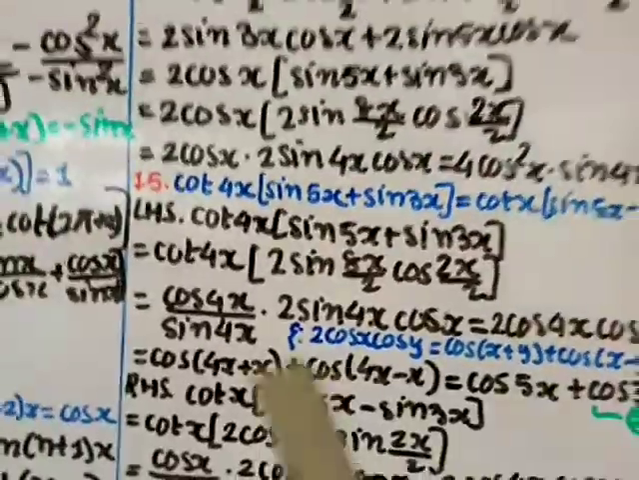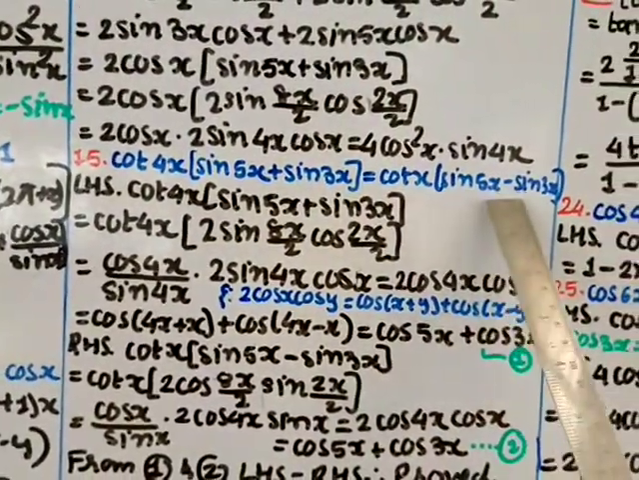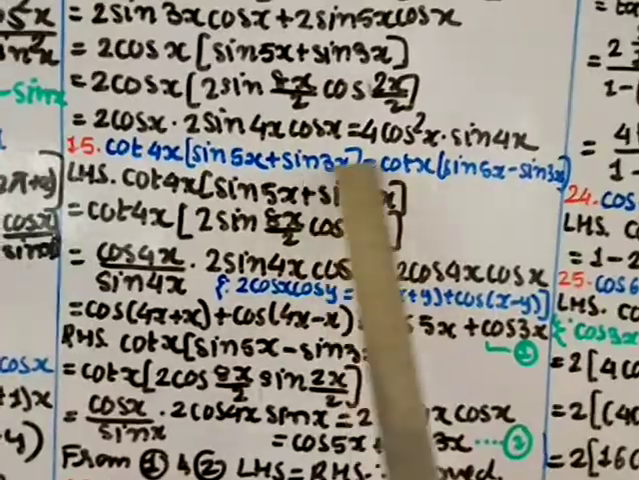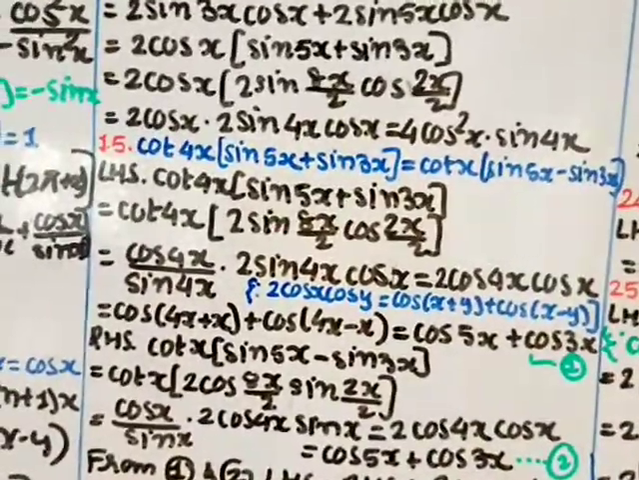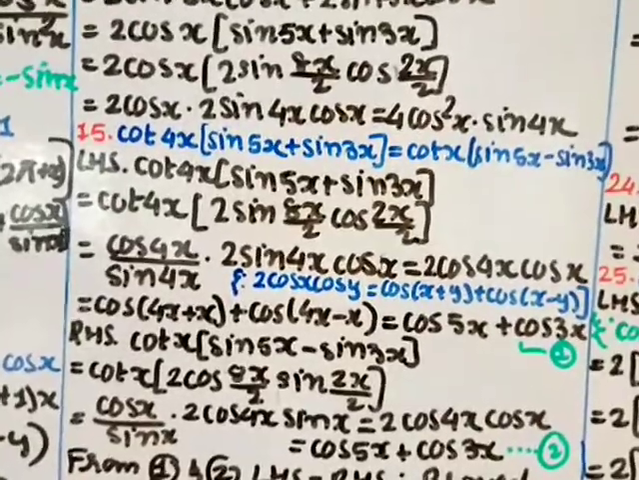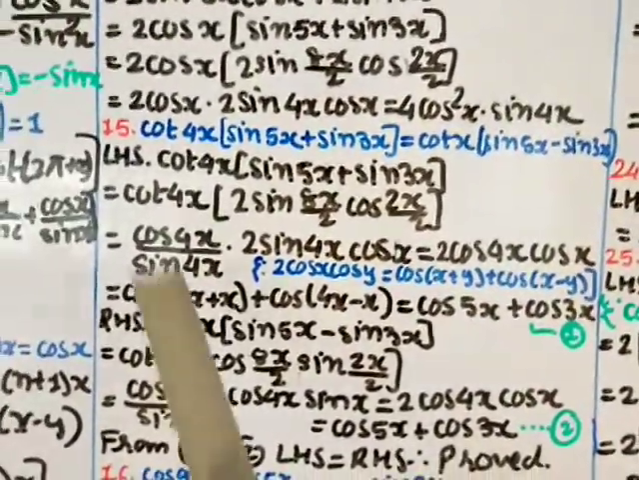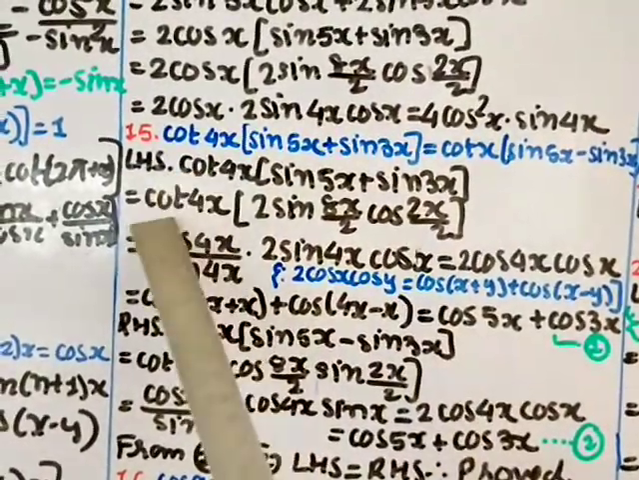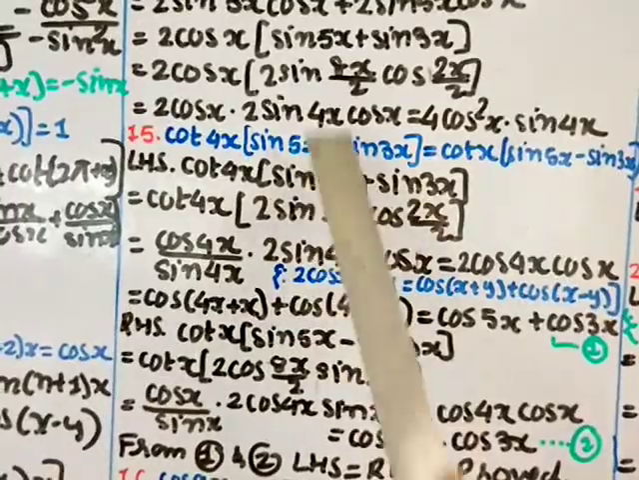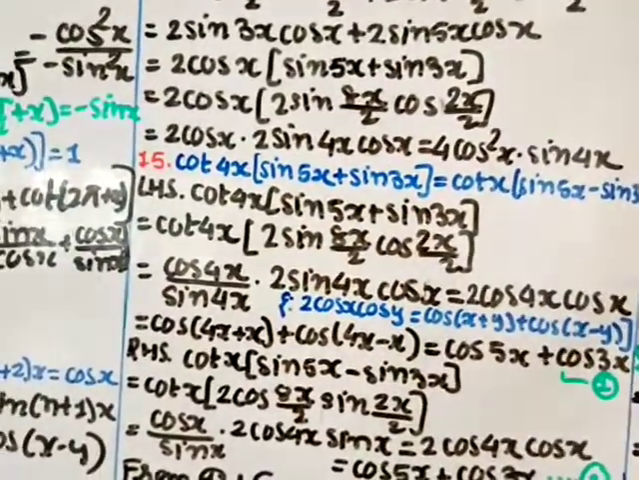Question number 15. Cot 4x (sin 5x plus sin 3x) is equal to cot x (sin 5x minus sin 3x). Here I'll prove the left hand side and then the right hand side, and show both answers are correct. It is a similar answer, because from here to here directly you will not get it for this particular question. Left hand side: cot 4x (sin 5x plus sin 3x). Cot 4x as it is, I am using the identity, same as before. The answer will be this one only, but I am writing it once again.